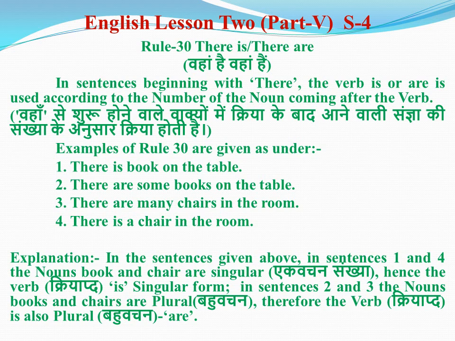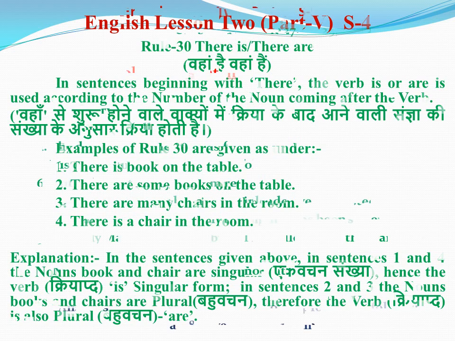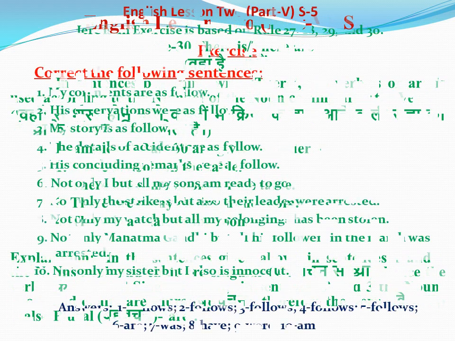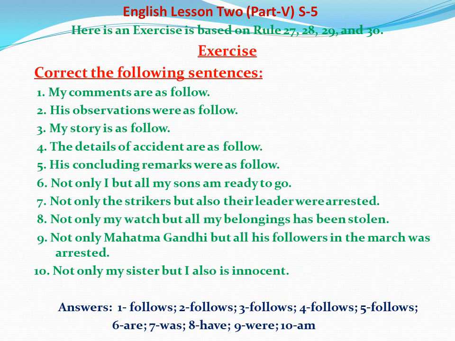We move to our next slide, slide number 5. So friends, here is an exercise based on Rules 27, 28, 29 and 30 for you all. Correct the following sentences. Here are sentences 1 to 10, and the verbs are not correct. You have to correct them according to Rules 27, 28, 29 and 30 studied just now.